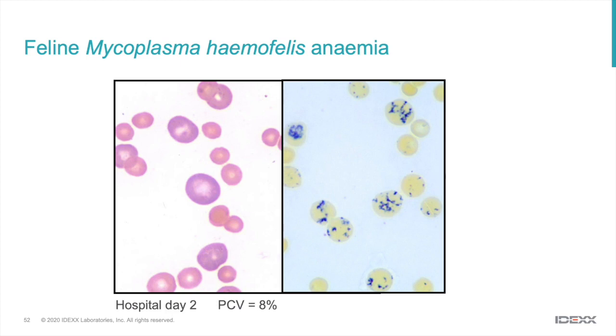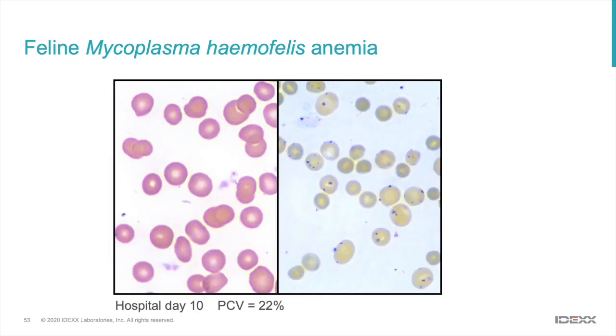The image on the right is the new methylene blue prep from that sample, and notice that the aggregate reticulocytes strongly predominate. This is a strong regenerative anemia. Now look at this cat at day 10 of hospitalization. On the left, the diff-quick stain prep, I don't see polychromasia anymore. On the right, all I see are punctate retics. I don't see any aggregate retics.